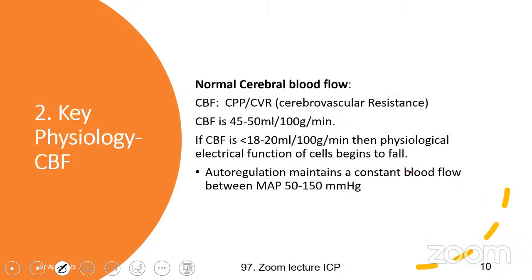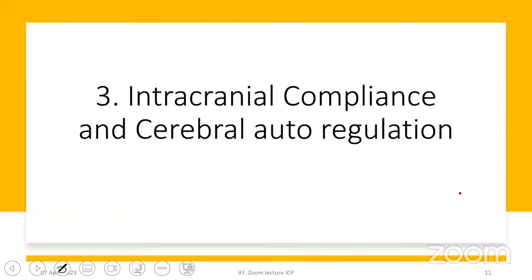So let us recapitulate that the normal cerebral blood flow is equal to cerebral perfusion pressure divided by cerebrovascular resistance. And it is usually about 50 ml per 100 grams per minute. And if it falls below 18 to 20 ml per 100 grams per minute, then physiological electrical function of the cells begins to fall. The autoregulation maintains a constant blood flow between MAP of 50 to 150 millimeters of mercury.